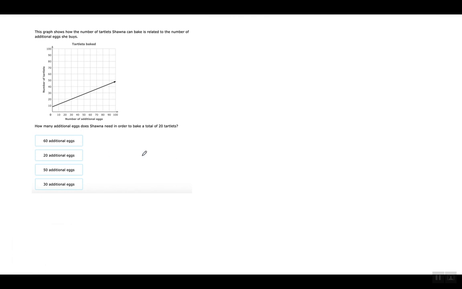How many additional eggs does Shauna need in order to bake a total of 20 tartlets? I have no idea what that is. I assume it's some sort of dessert. All right, so how many additional eggs does she need to bake 20 tartlets?